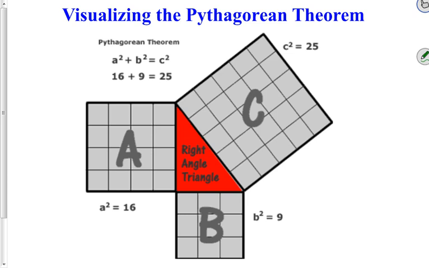Here's an interesting way to visualize the Pythagorean theorem. So let's look over here at A. We can see that square A, or A squared, has 16 square units. The B square has 9 square units, and the C square has 25 square units. Well, obviously, 16 plus 9 equals 25. So this is an interesting visualization that shows that the Pythagorean theorem holds true.